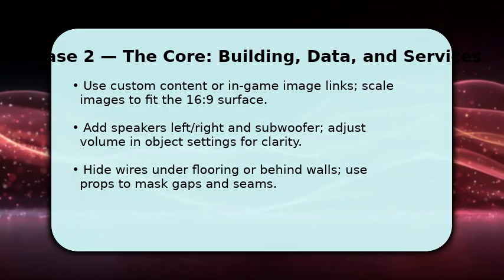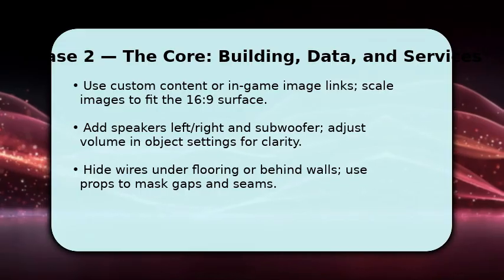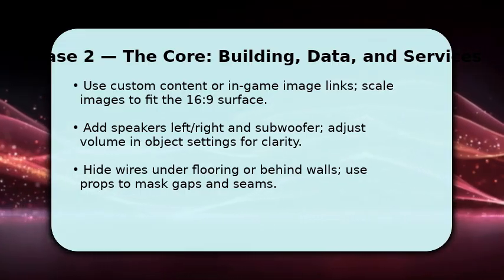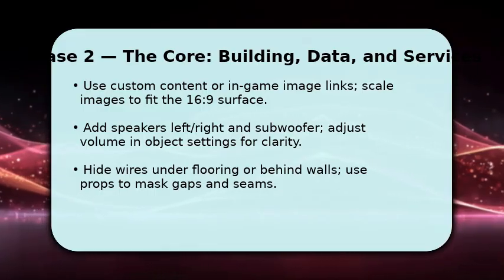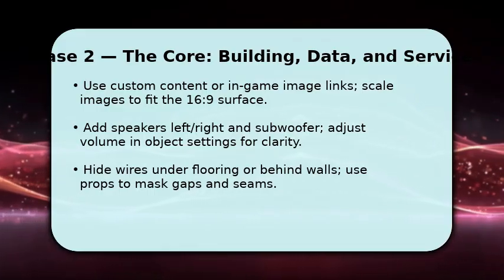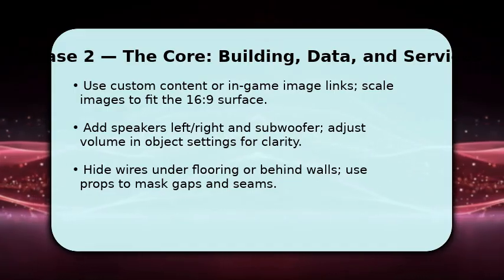Next, place speakers on left and right, plus a subwoofer near the floor. Link audio levels in settings and test at listening distance. Once satisfied, hide wires behind walls or under rugs, and add decorative panels to mask seams so the theater looks clean and immersive. Finish by testing playback from each seat.